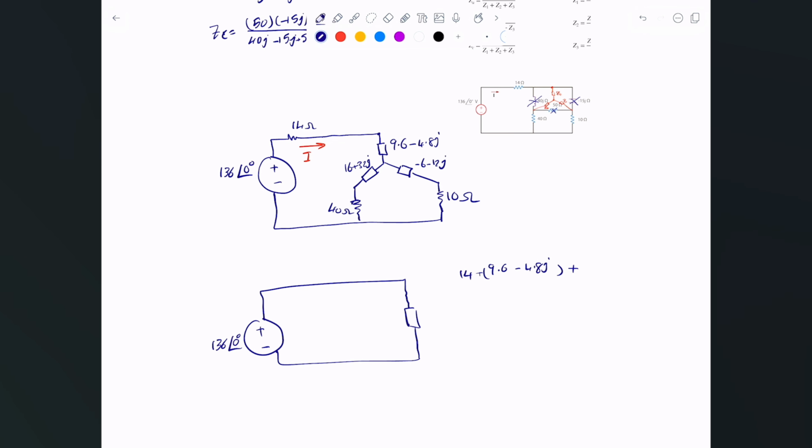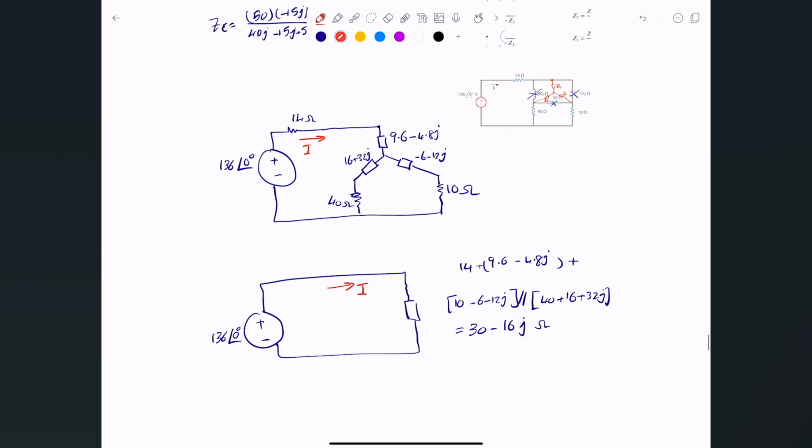So there's a couple of things in parallel. The first one will be 10 plus (-6 -12j). These two are in series, in parallel with the 40 plus 16 plus 32j. Once we figure out the result of all of these, which I believe will be 30 minus 16j ohms, we should be able to figure out the current here using Ohm's law in the phasor domain.